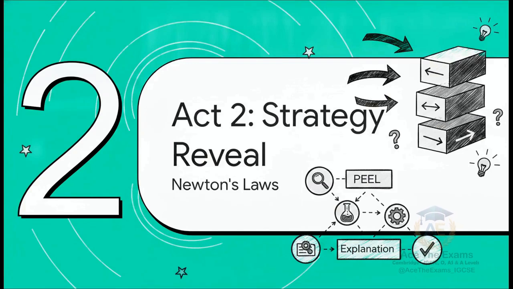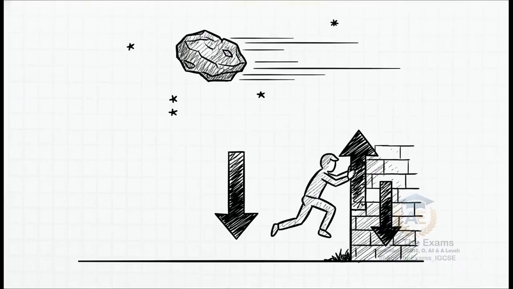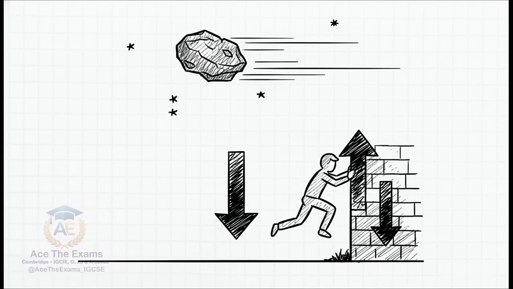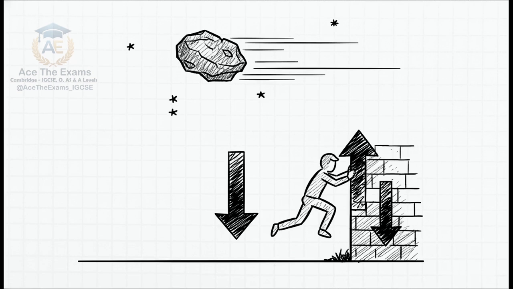Moving on to Act 2, the strategy reveal. It's time to master Newton's laws. Let's quickly break down the mechanics of the first and third laws. So, Newton's first law tells us that an object will just sit there at rest or keep moving with a constant velocity unless a resultant force acts on it. And honestly, this is super counterintuitive. Down here on Earth, friction tricks us into thinking we always need a continuous force to keep something moving. But out in the vacuum of space, a rock will just drift in a straight line forever, without any applied force at all. Then we have Newton's third law.